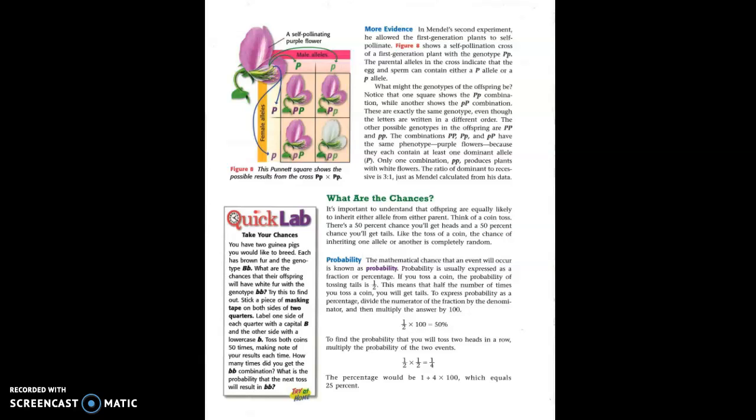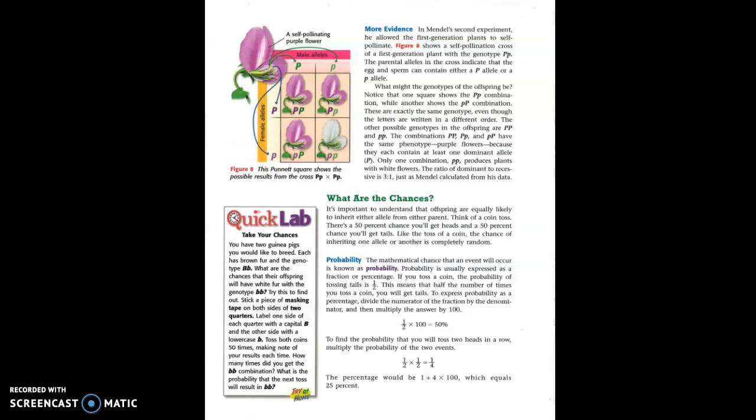What are the chances? It's important to understand that offspring are equally likely to inherit either allele from either parent. Think of a coin toss. There's a 50% chance you'll get heads and a 50% chance you'll get tails. Like the toss of a coin, the chance of inheriting one allele or another is completely random.